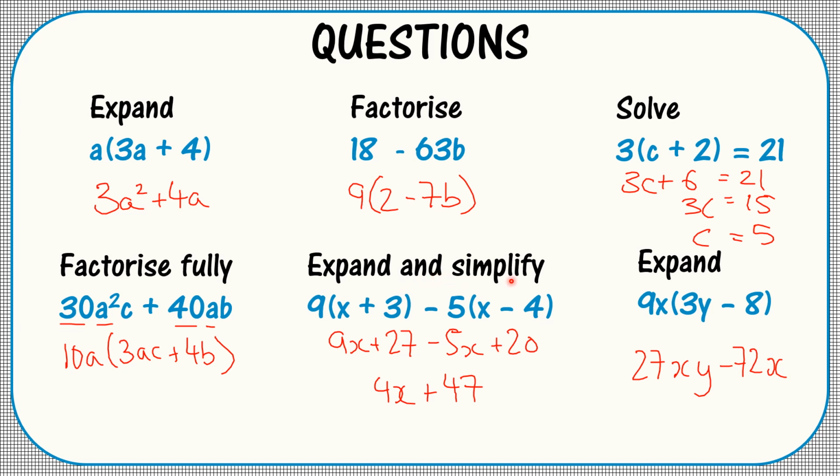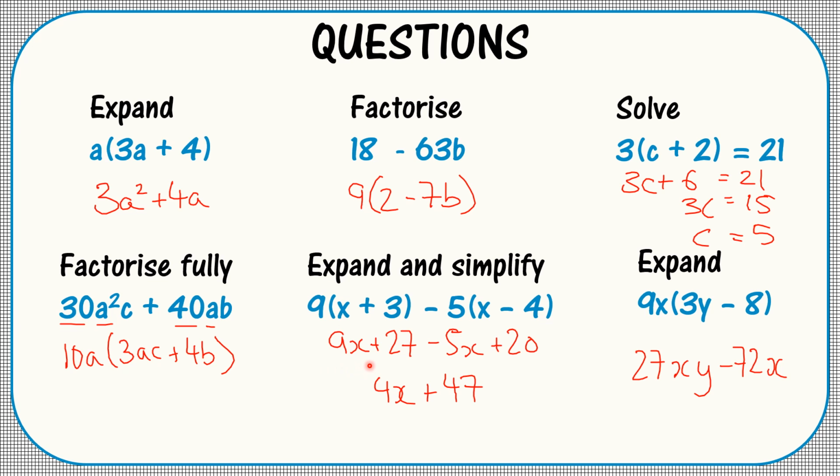The next question says expand and simplify. You have 9 bracket x plus 3 close bracket minus 5 bracket x minus 4. Again, we'll expand the first bracket. 9 multiplied by x is 9x. 9 multiplied by 3 is 27. In the next bracket, you need to remember that this minus belongs to this 5. So this minus 5 multiplied by x equals minus 5x. Then you have minus 5 multiplied by minus 4. What you should know is that a negative multiplied by a negative gives a positive.